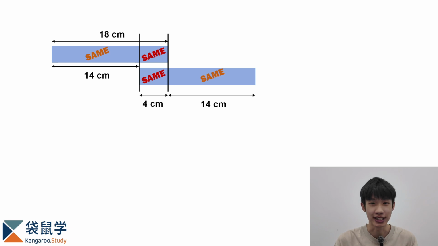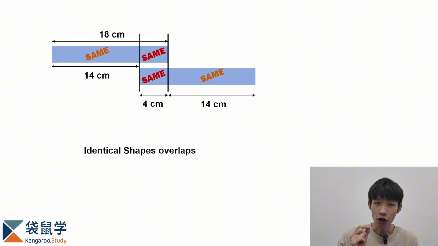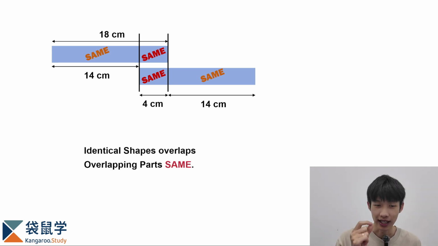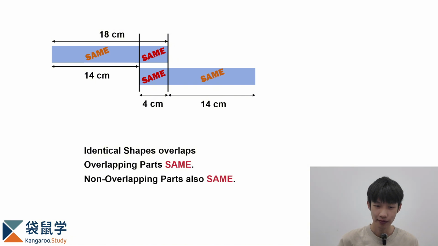So from this, we can know the idea: when two identical shapes overlap each other, the overlapping part is what? Is same. How about the non-overlapping part? The non-overlapping part, it also should be the same. Also the same. Not just happening for the rectangles, for other shapes also.